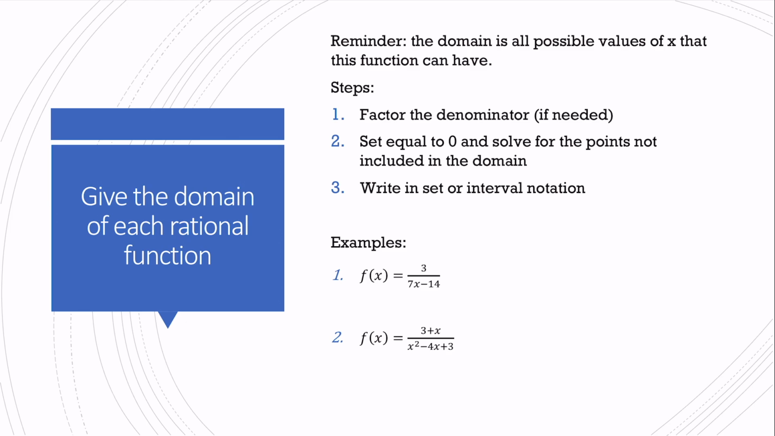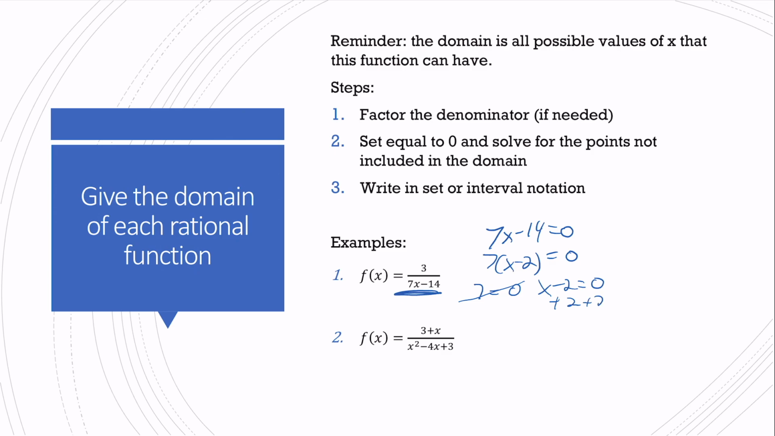So to find the domain of rational functions, what we're going to do is factor our denominator if we need. Then we're going to set it equal to 0 and solve for the points not included in our domain. So for this first example, I have 7x minus 14. So I set this equal to 0. I can factor it by pulling out a 7 if I wish. And I set each of its parts equal to 0. 7 equal to 0 doesn't make sense, so we ignore that. I have x minus 2 equals 0.